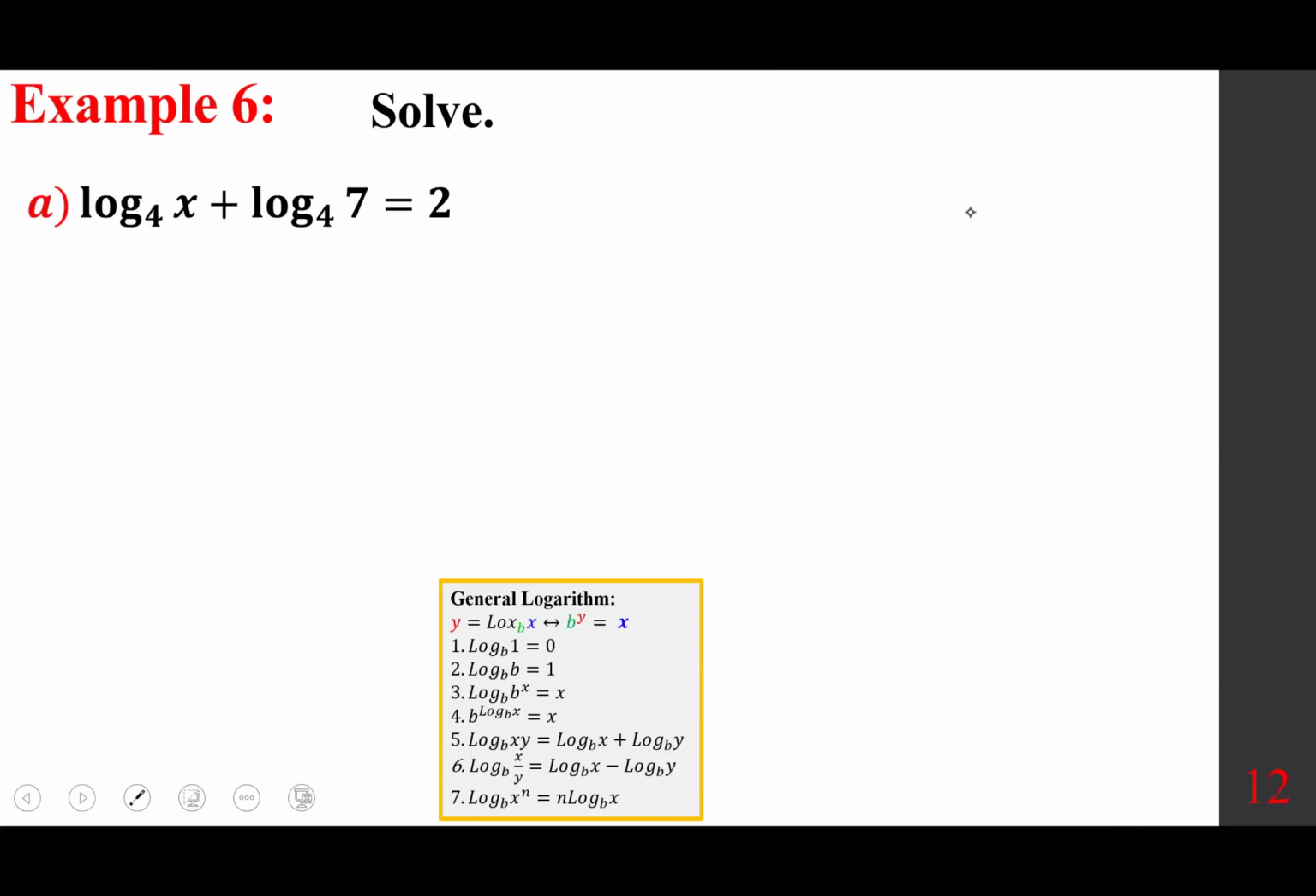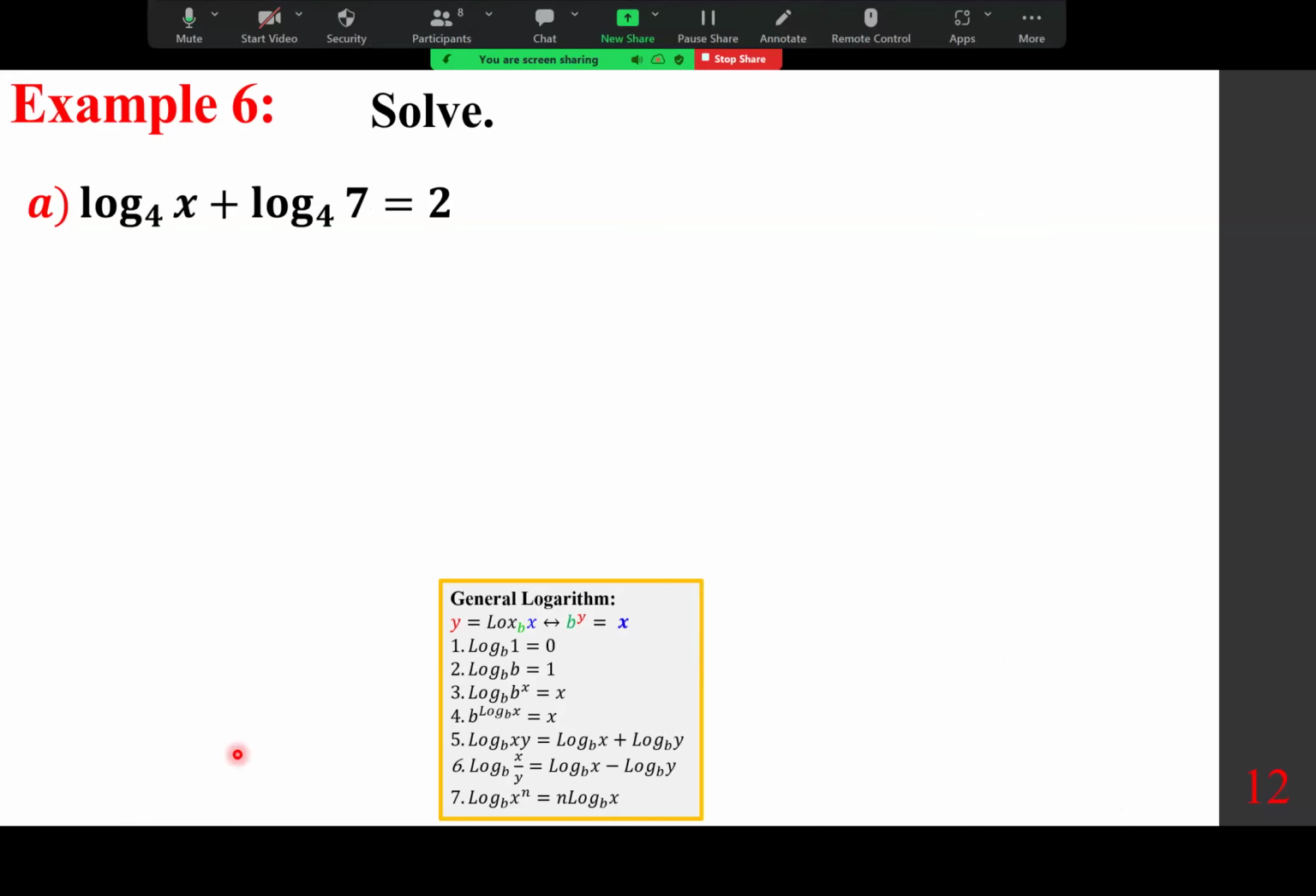We have the same situation. One side is a number. One side involves a bunch of logs. We are going to bring log x base 4 and log 7 base 4 together using, again, the product rule. So this is log base 4 of x times 7. X times 7 is 7x.